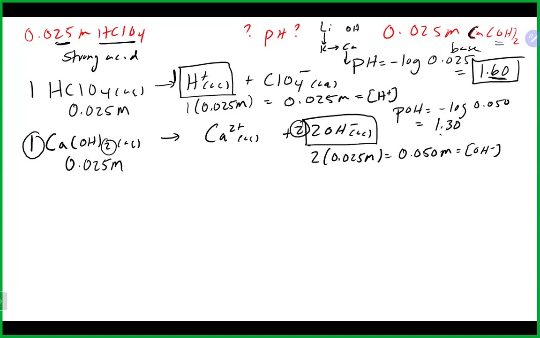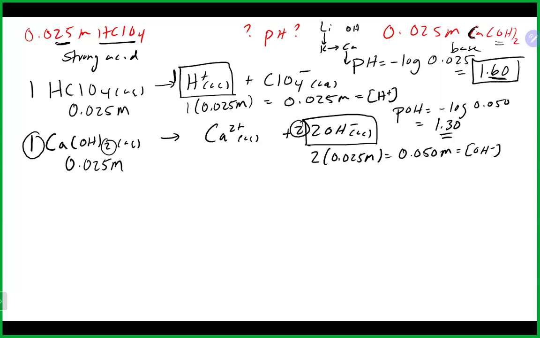Now, if for some reason you did this and you thought that this was the pH value, it really shouldn't make sense to you, right? Because this is a base and clearly a pH of 1.3 is acidic. So if you for some reason thought that this was the pH, logically thinking it shouldn't really make sense.